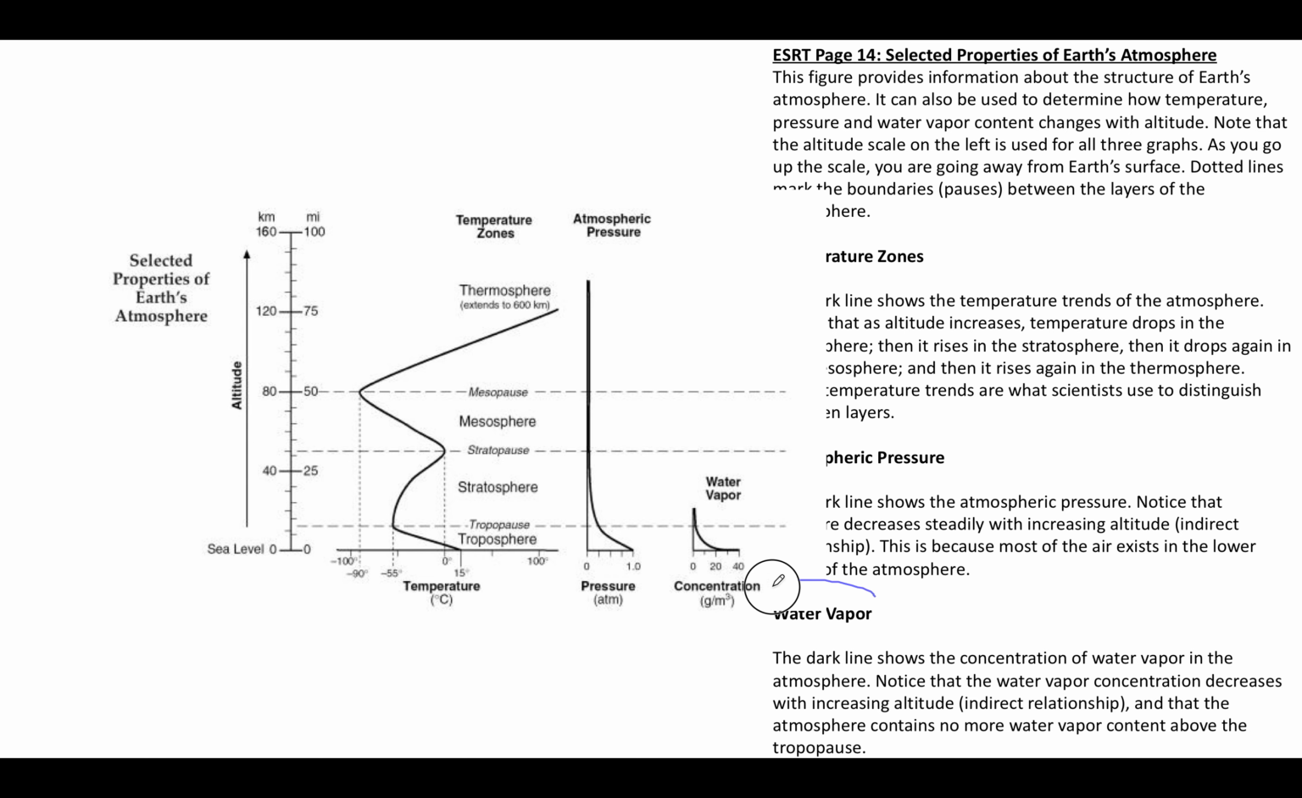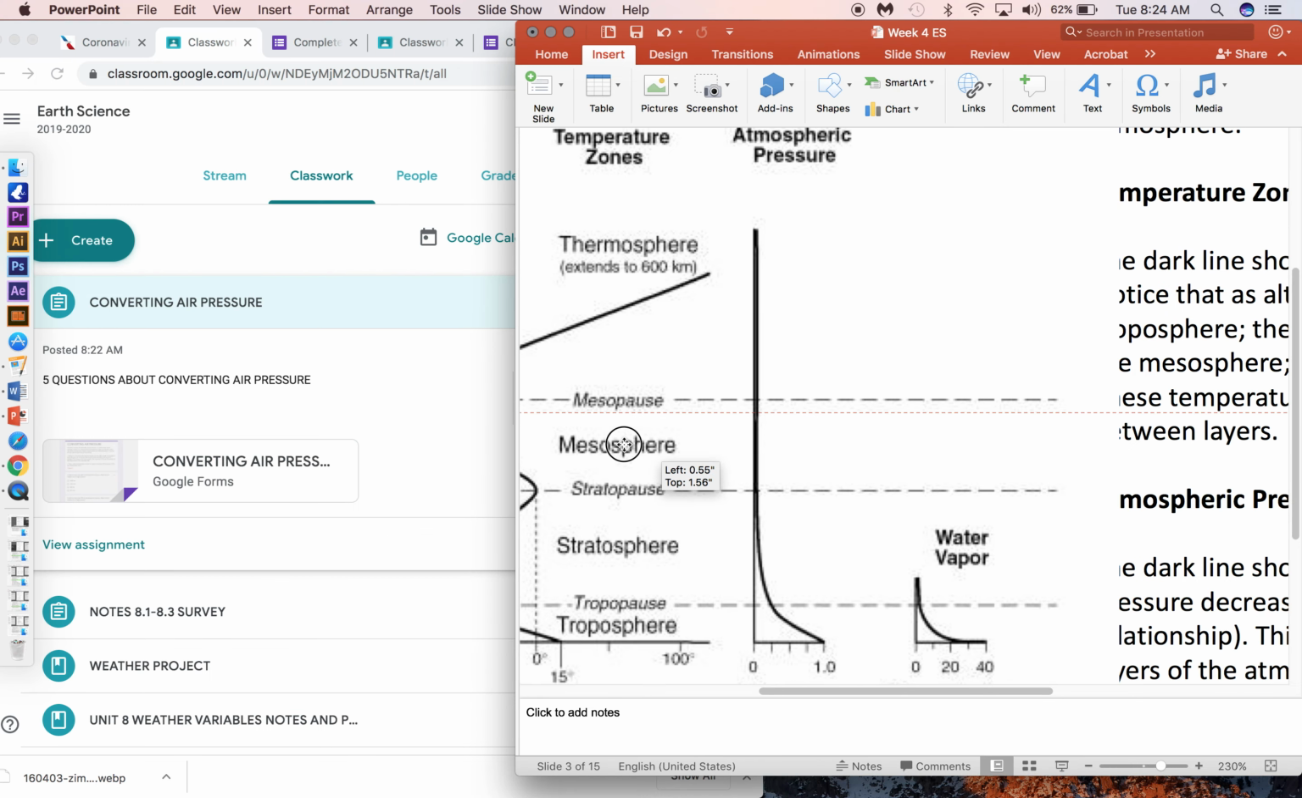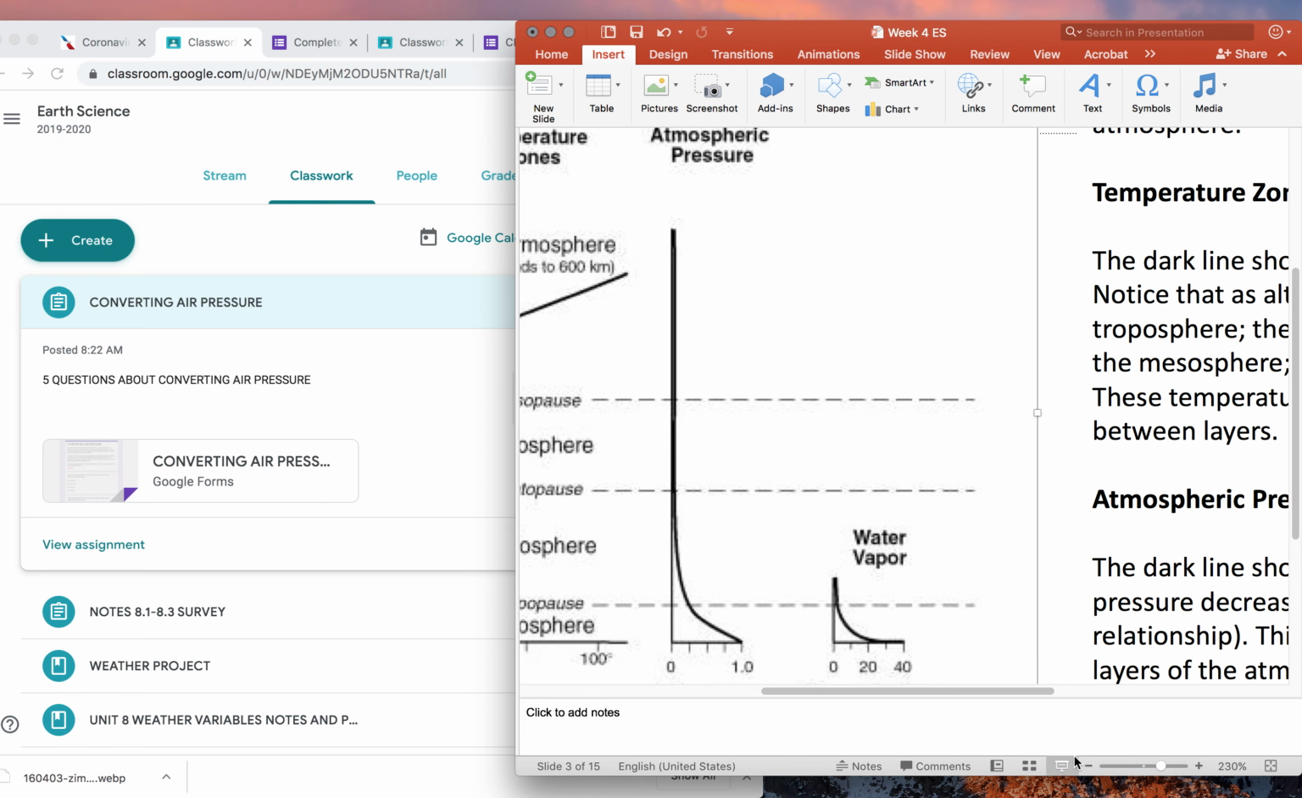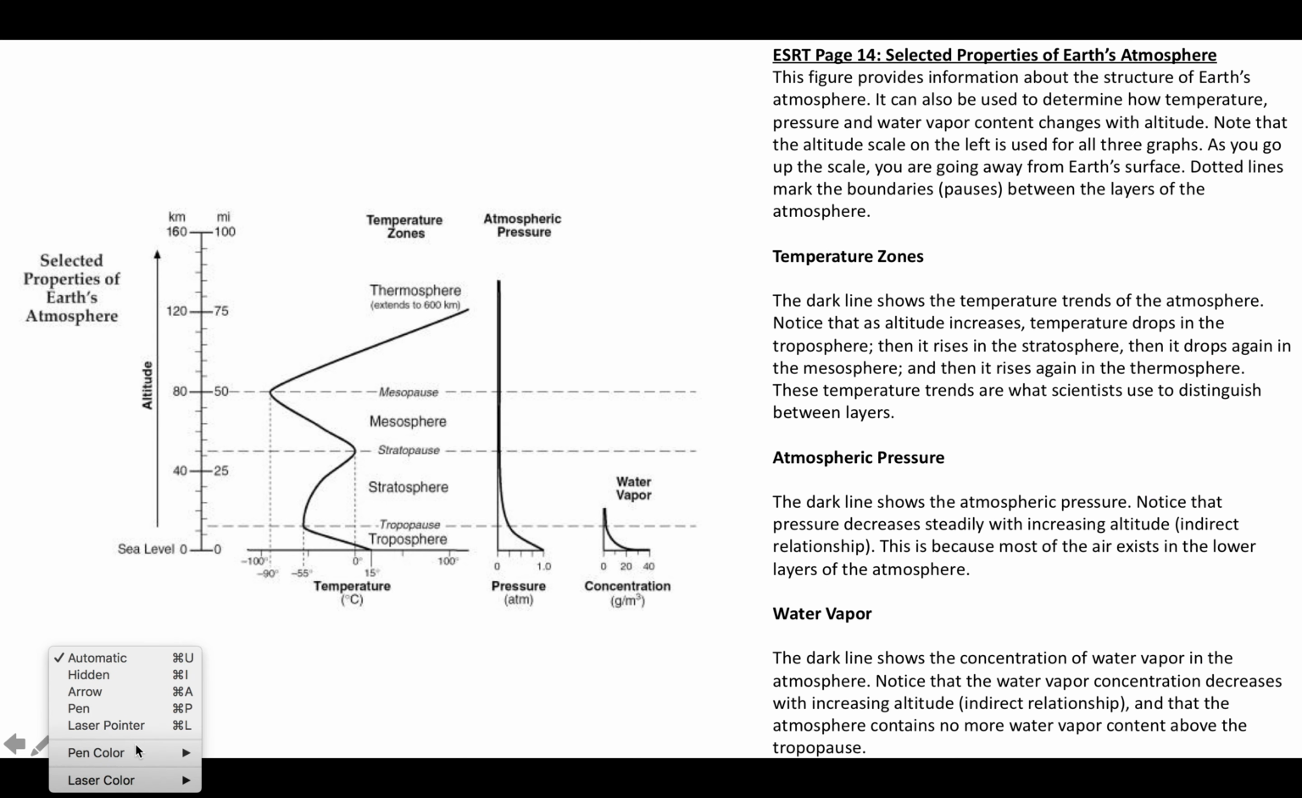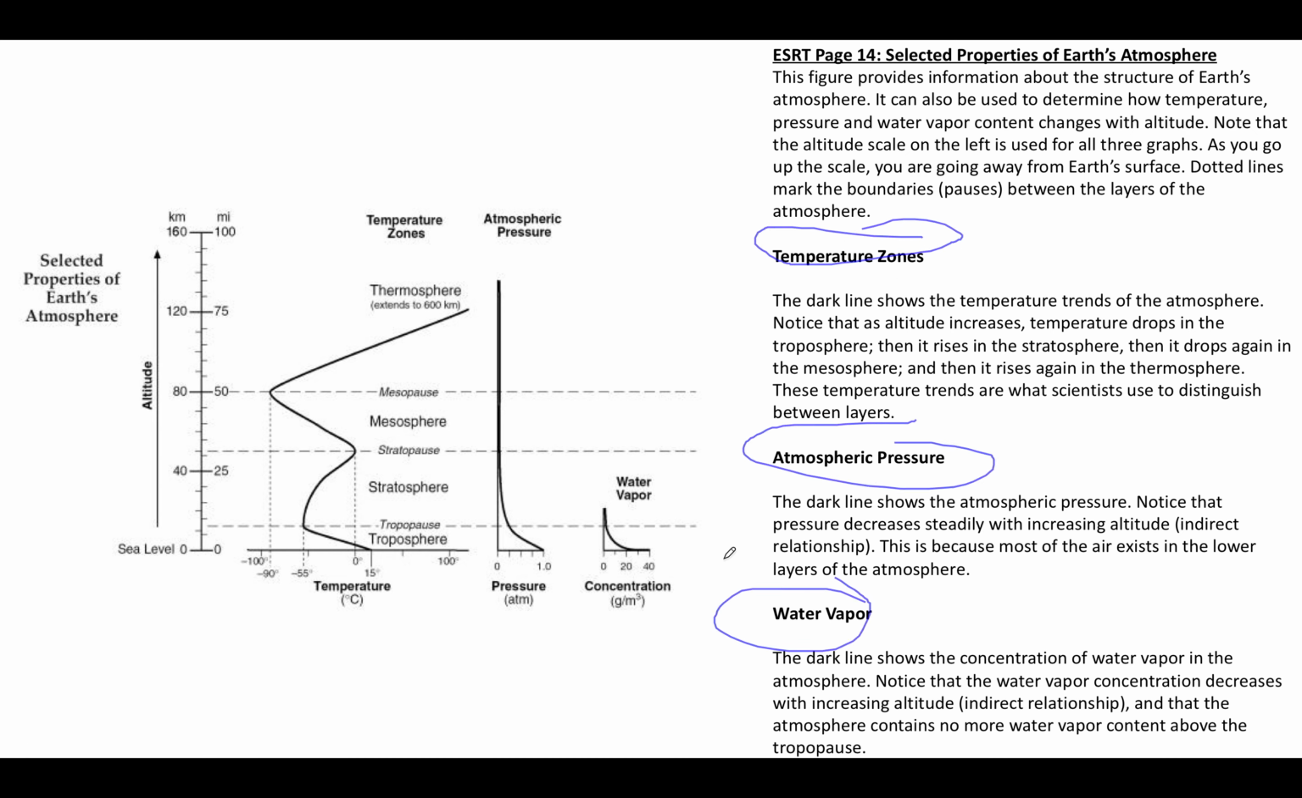So those are the three. Again, here are the three layer names, and it looks like we moved the picture over too much. There we are. Here are the three layer names for the first one. The titles are temperature zones, atmospheric pressure, and water vapor. The three boundaries, also known as interfaces, tropopause, stratopause, and mesopause. Those are the three boundaries. Those are also called interfaces.